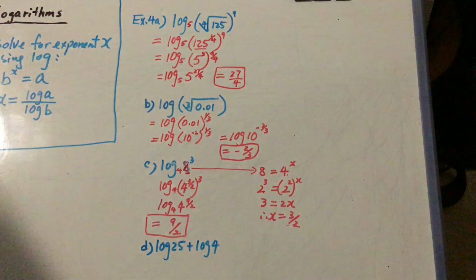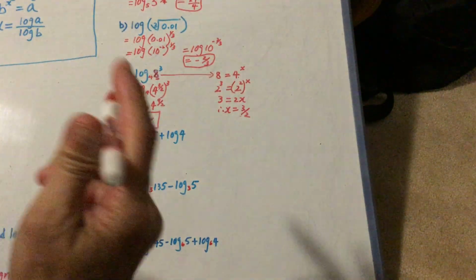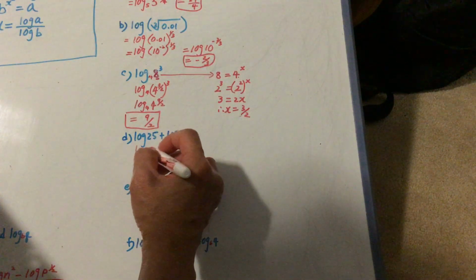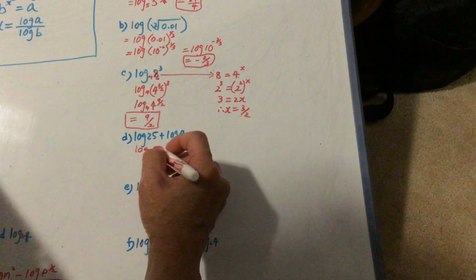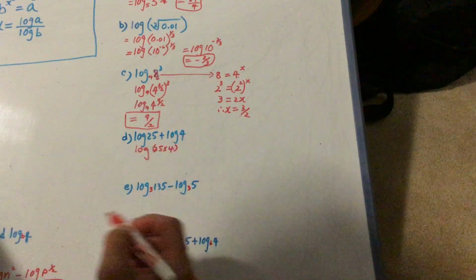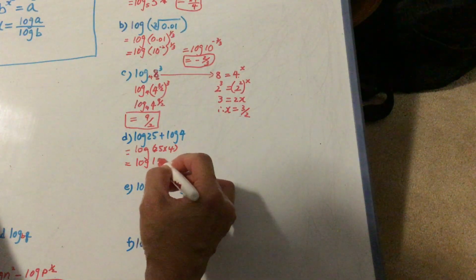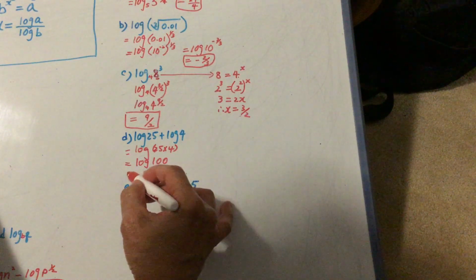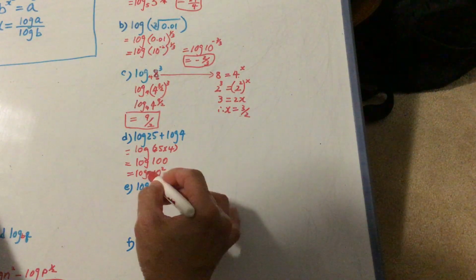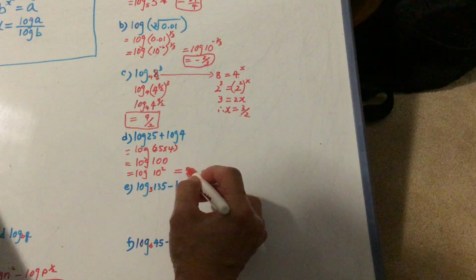Now quickly let's look at D. When you have log 25 plus log 4, according to the law, we can combine this into 25 times 4 with the base 10, because you don't see anything here. So I end up with the log of 100, and log of 100 is the same as 10 to the 2. Because the base is 10, the answer is going to be equal to 2.